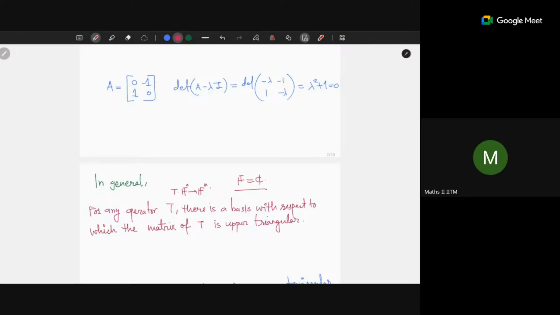If you consider your field to be the complex numbers, then given any operator, you can always find a basis with respect to which the matrix is upper triangular. You can always convert your matrix to an upper triangular one. The matrix representation need not be diagonalizable, and the operator need not be a diagonalizable operator. But you can always find a basis such that it will be an upper triangular matrix. So that is the case.